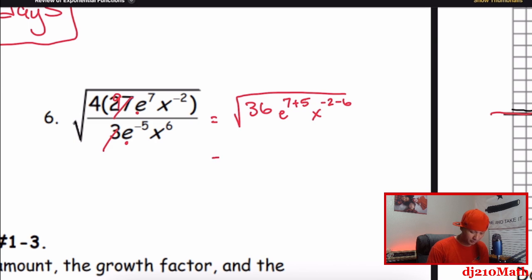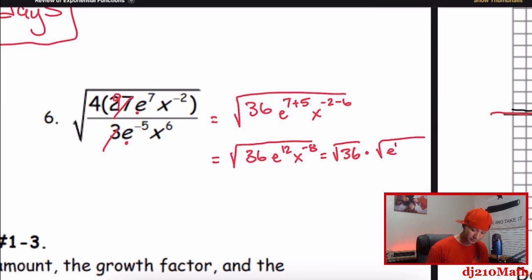All right, now when we start simplifying this thing, we're going to get the square root of 36. E, 7 plus 5, 12. And then x, -2 minus 6 is -8. Okay. Just like the last problem, we can split this up. Square root of 36 times square root of all this other stuff. All right, first off, square root of 36 is 6. That's nice.